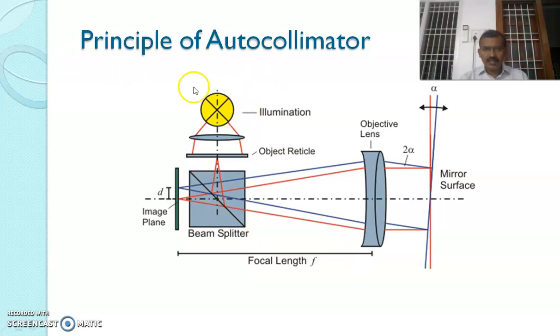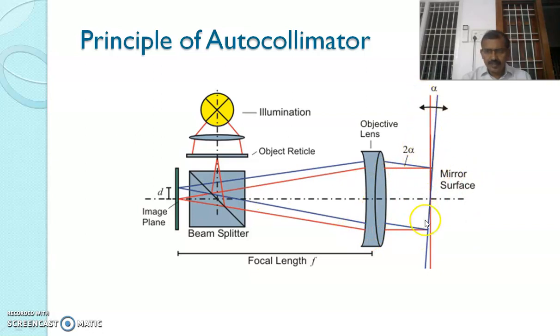Now the principle of the auto collimator. This is a monochromatic light source, and then this is the collimating lens, and the rays are made parallel. This is the object reticle. There is a very small hole in the object reticle, and the rays pass through it, shown in red. It passes to the beam splitter, where it is reflected. It passes to the objective lens, and it is made parallel.